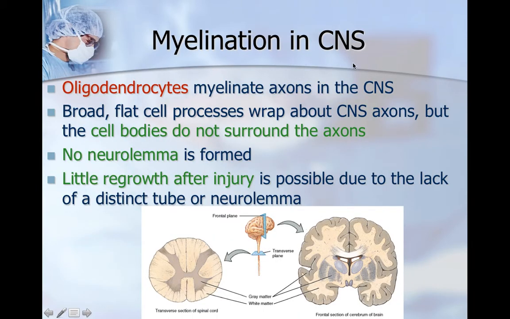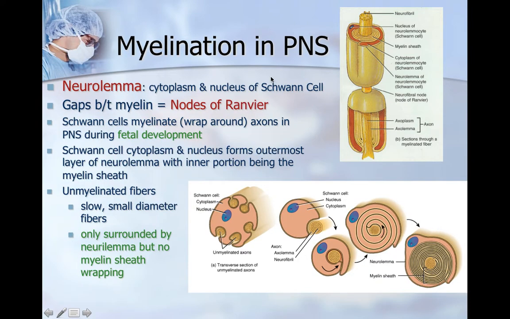Now, your myelinated central nervous system. Remember, the oligodendrocytes myelinate the axons of the CNS. They're broad, flat cell processes. They wrap around the central nervous system axons, but the cell bodies do not surround the axons, okay? So there's no neurolemma that's formed, and there's little regrowth after injury due to the lack of a distinct tube or a neurolemma. Now, for the peripheral nervous system, the neurolemma is the cytoplasm in the nucleus of the Schwann cell.